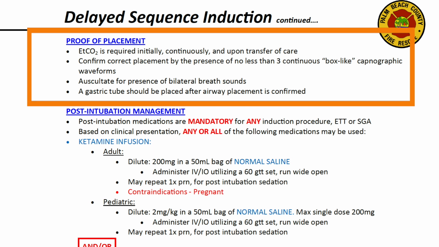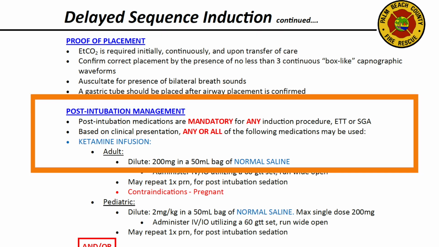Proof of placement is the next step of this protocol. End-tidal CO2 is mandatory in all these patients. It needs to be used continuously and upon transfer of care. We require that there are at least 3 box-like capnographic waveforms noted, and that we evaluate the patient to make sure that there is auscultatable sounds in the lung fields, and that we had proof of placement when we inserted the tube during the initial laryngoscopy itself.